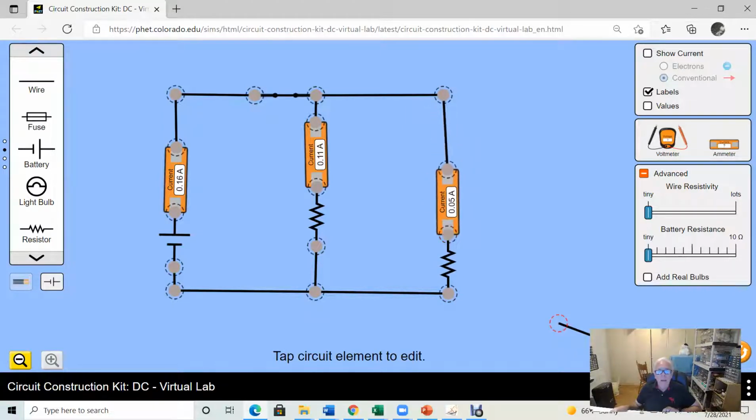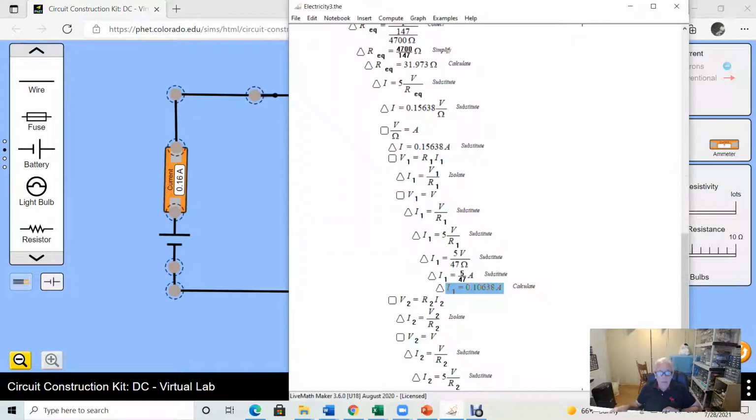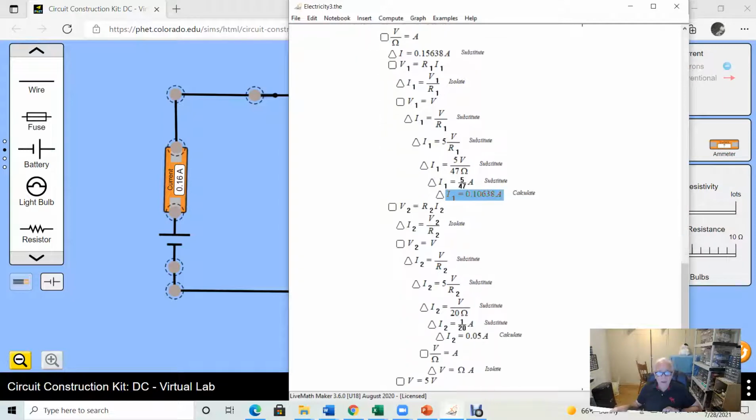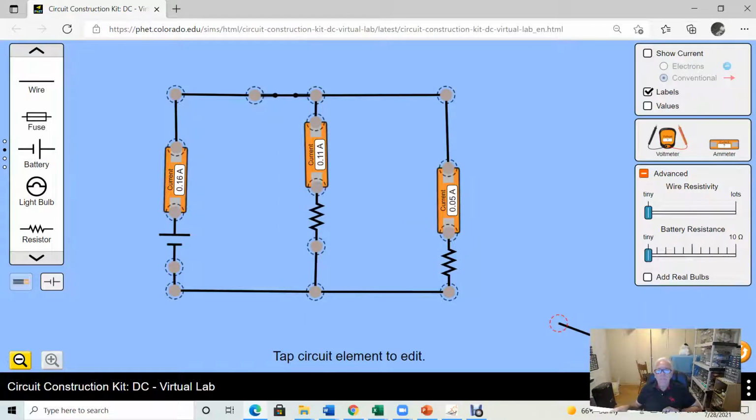There you go. Better, huh? 0.05. Is that what you are getting there? Let's see if it's what you are getting there. 0.05. I choose. Yeah, that's what I'm getting. 0.05. Okay.